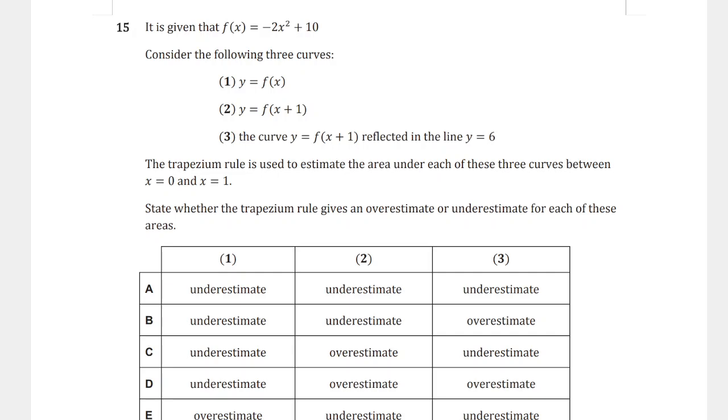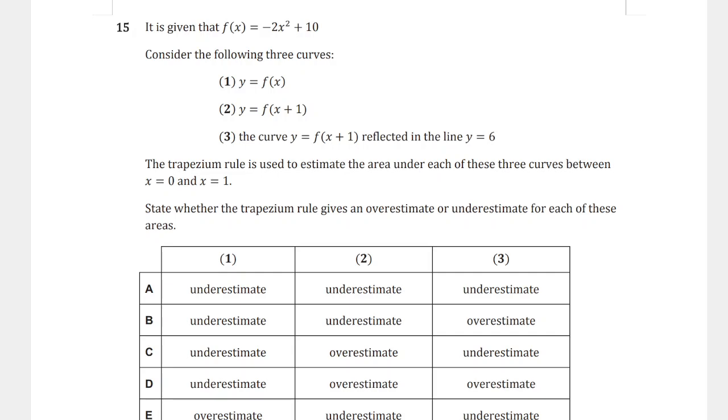Okay, question 15. It is given that f(x) equals negative 2x squared plus 10. Consider the following three curves: y equals f(x), y equals f(x) plus 1, and the curve y equals f(x) plus 1 reflected in the line y equals 6. The trapezium rule is used to estimate the area under each of these curves between x equals 0 and x equals 1, and state whether the trapezium rule gives over or under estimates.